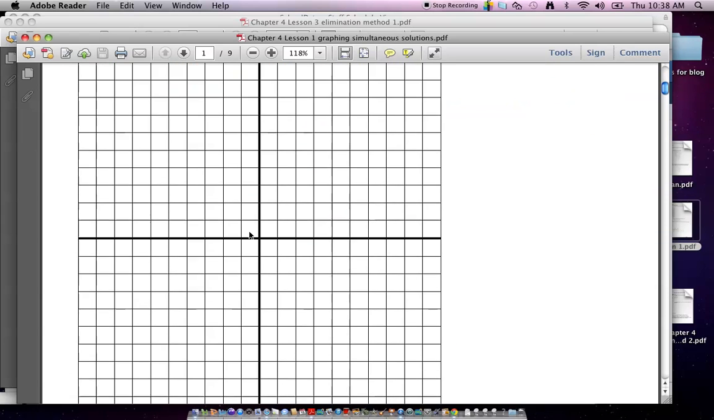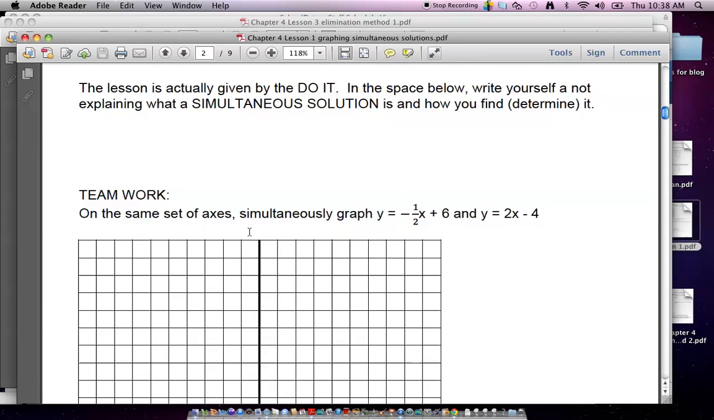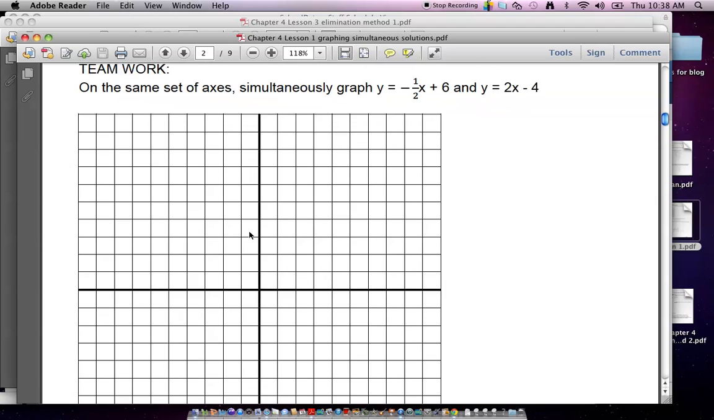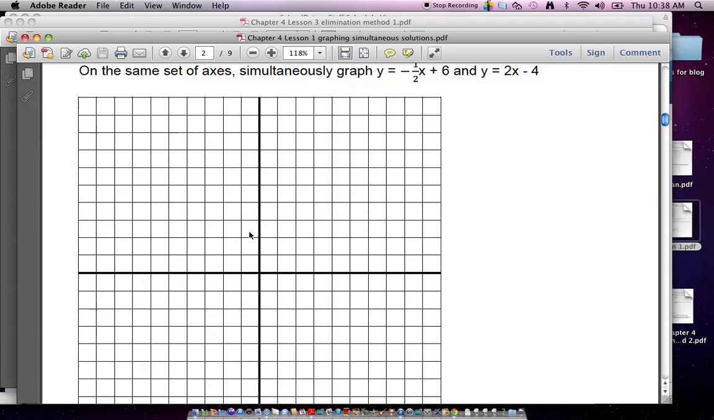We're back to simultaneous solutions. What does simultaneous mean again? At the same time. Solution is what works. Okay, everybody graph y equals negative 1/2 x plus 6 and y equals 2x minus 4. Graph them at the same time. Let's see if you can get where they meet. Let's go.